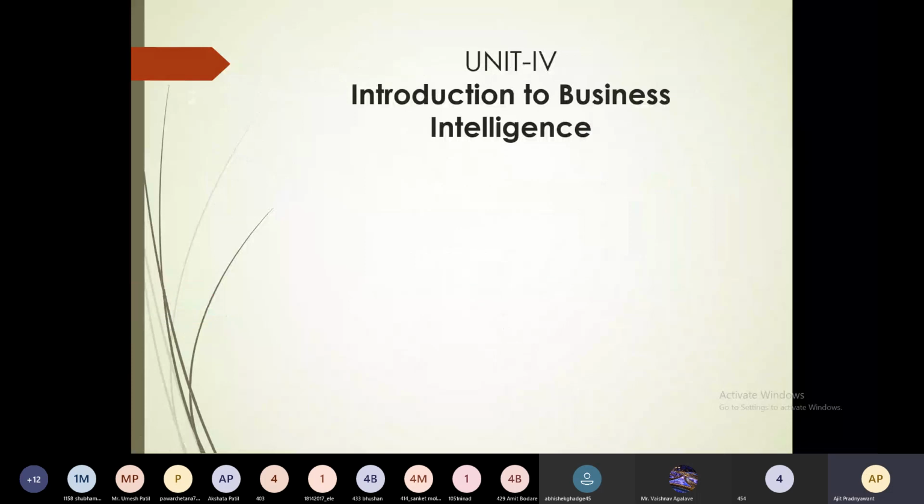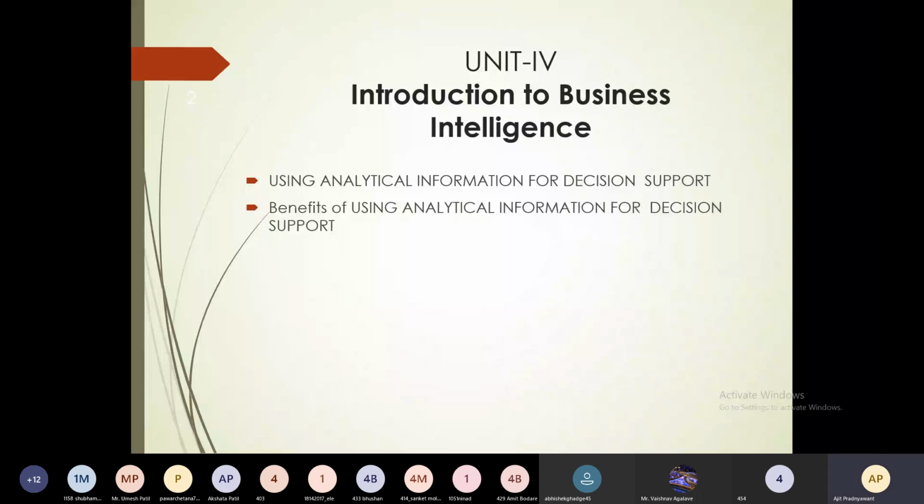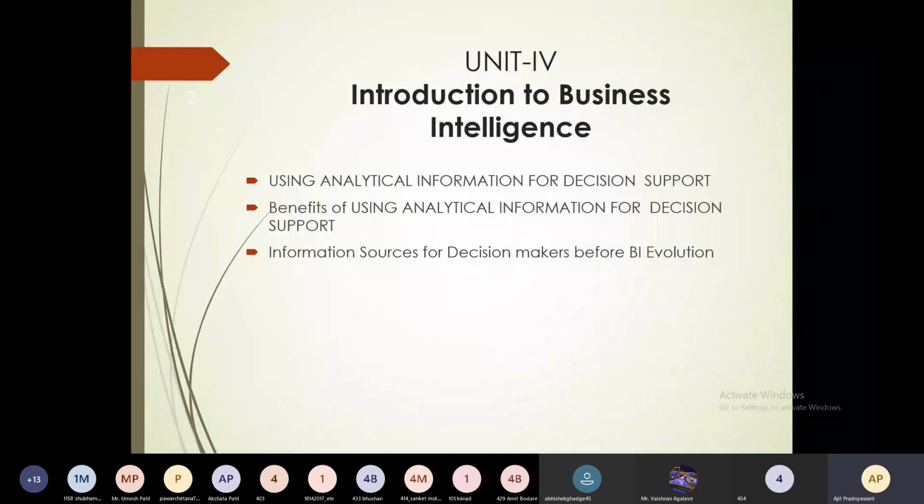Continuing with unit number 4, that is Introduction to Business Intelligence. In today's session, we are going to understand analytical information for decision support. Then we are going to address the benefits of using analytical information for decision support. And then we will look at different information sources for decision makers before business intelligence evolution.